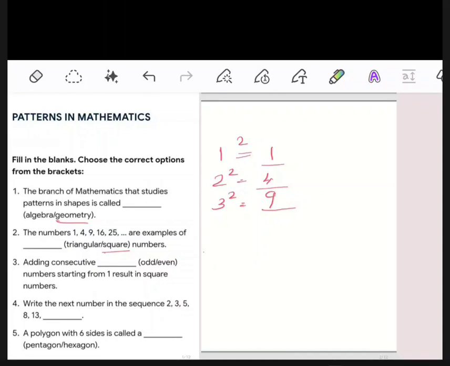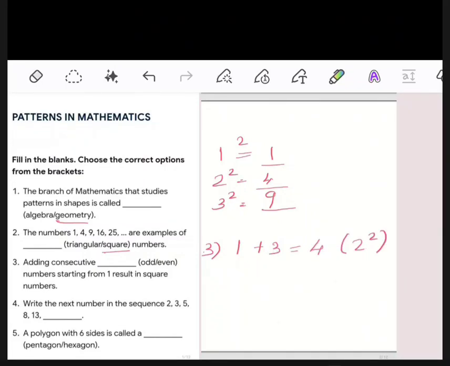Question number 3. Adding consecutive dash numbers starting from 1 result in square numbers. Adding consecutive dash number starting from 1, the result is a square number. This is one of the properties. For example, the number 1 plus 3, that is equal to 4. 4 is a square number.